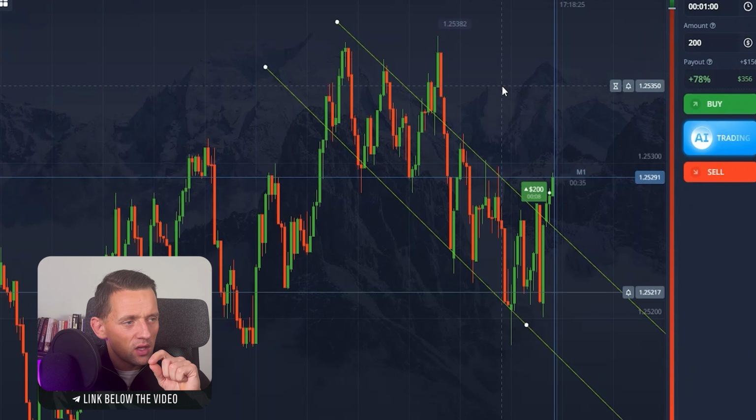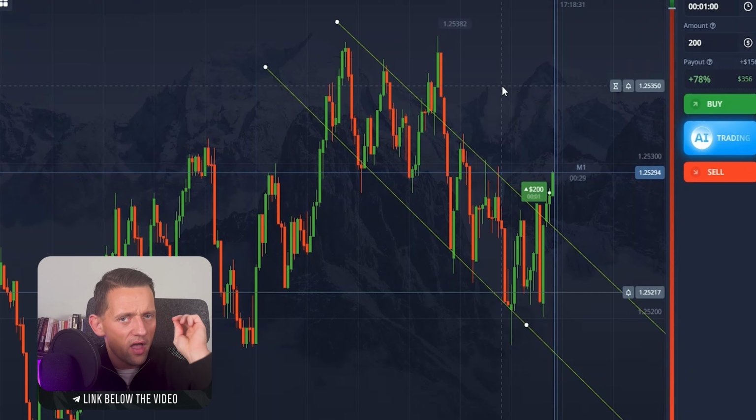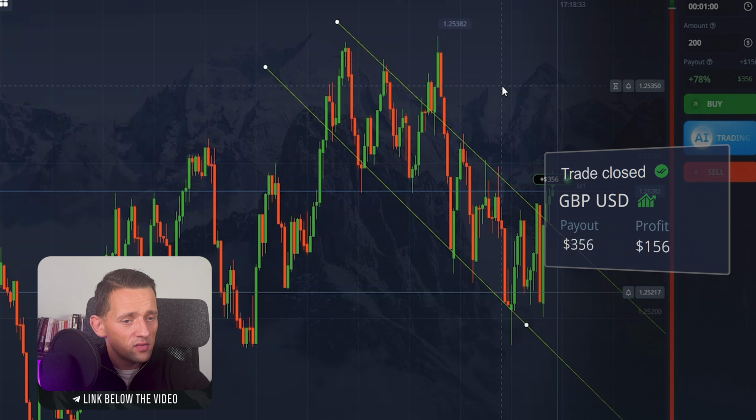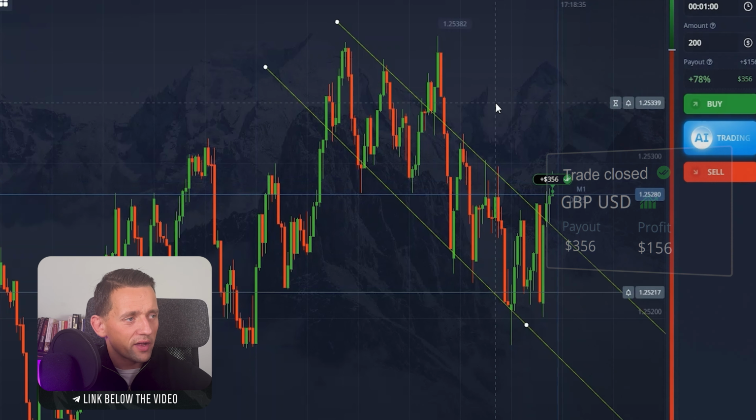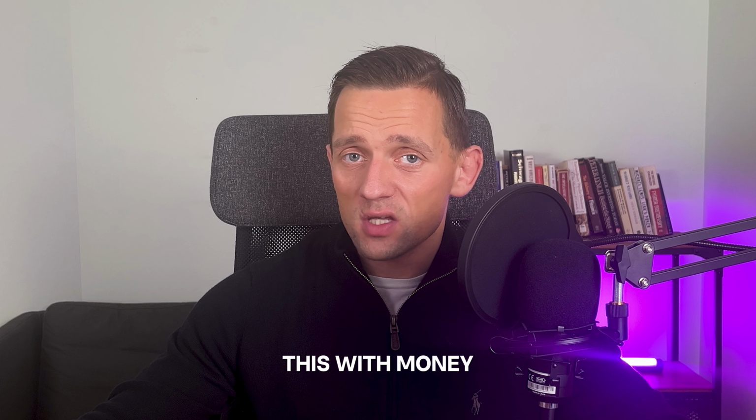Let's see. Okay, how much? 7, 6, 5, 4, 3, 2, 1, and we made money. This is an example of how price breakouts worked in action, and it gave us $156. So this is one example of how you could actually trade this with money.